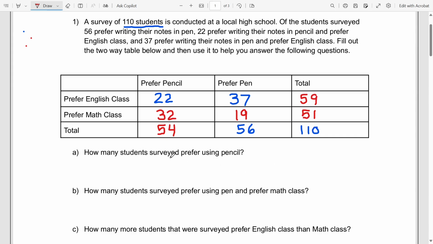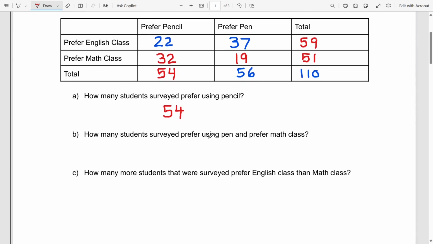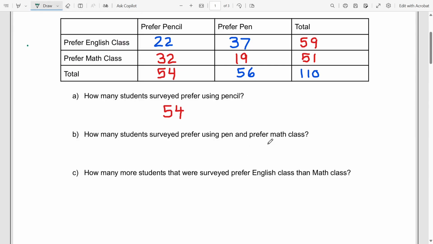So how many students surveyed prefer pencil? Well, that's going to be the total that prefer pencil. That's going to be 54. Okay, let's go down here. How many students prefer using pen and prefer math class? So we're going to go and let's pick a color here. So we're preferring pen and preferring math class. That's going to be this number right here. Prefer pen, prefer math class. So that's going to be 19.